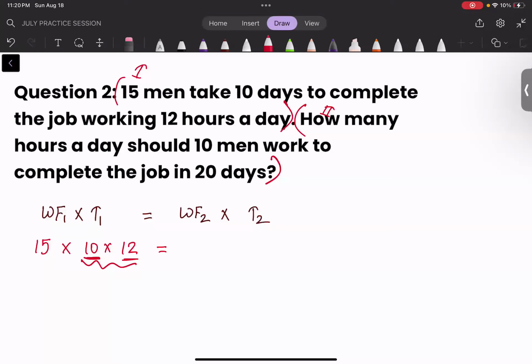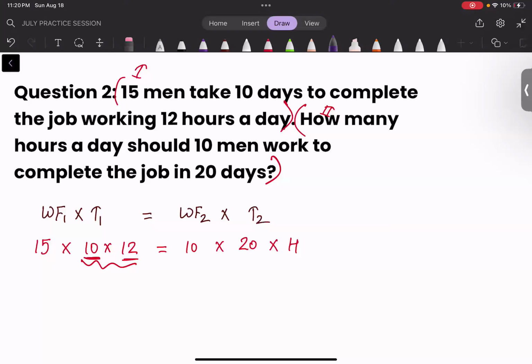Second case, workforce is 10 men, time is 20 days. How many working hours per day? That is not given. Suppose H, working hours per day. In the second situation, it is not given. This is what I will have to solve.